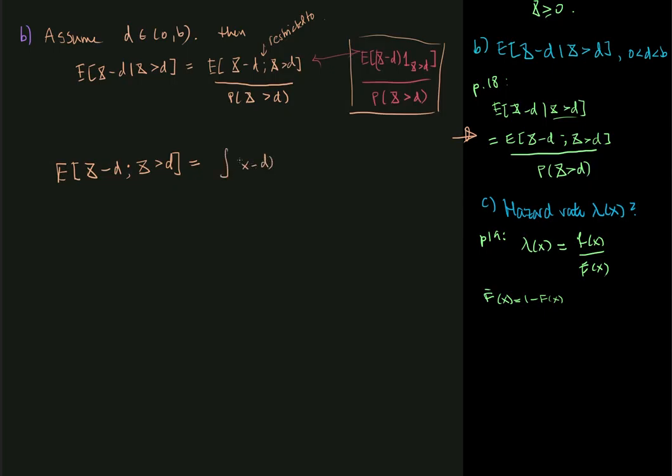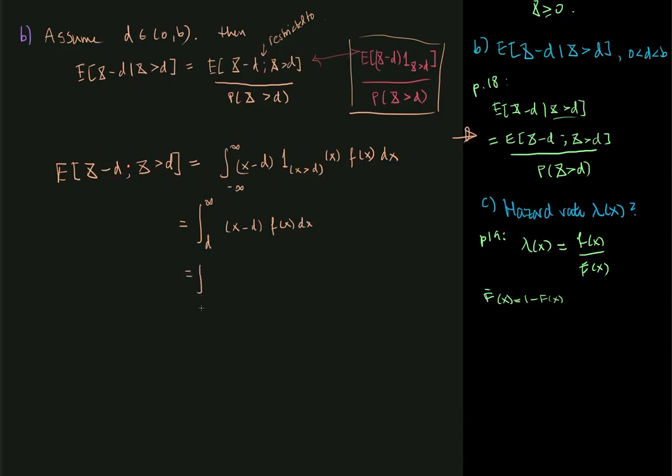x minus d multiplied by the indicator that x is greater than d, and then of course multiplied by the density, since we're calculating the mean of this expression, and over the entire real line. Then afterwards we can take the indicator and plug it into the bounds. So we want x to be greater than d, which means we integrate from d all the way up to infinity. Then I have x minus d f of x dx.